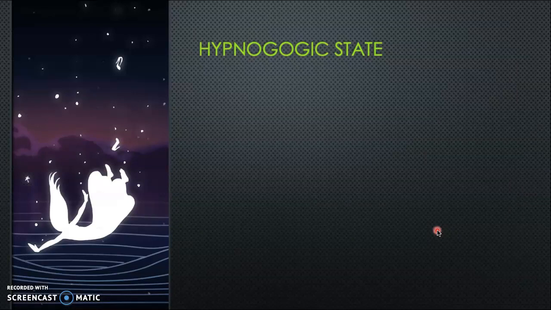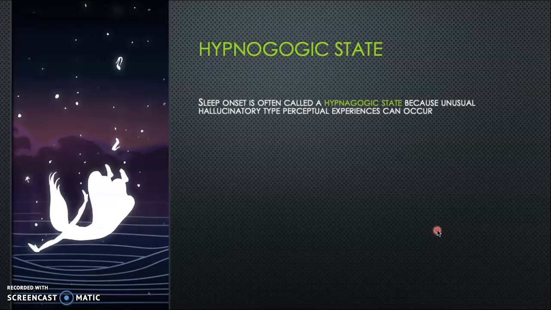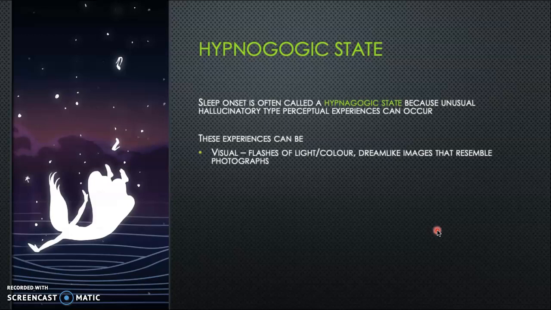All right, hypnagogic state. So sometimes we refer to a sleep onset as a hypnagogic state, and that's because we'll get these unusual hallucinatory type perceptual experiences. So we might get visual hallucinations such as flashes of color and light. You may get dreamlike images that resemble photos. You might get a feeling of floating or weightlessness. You may hear things that haven't actually occurred.